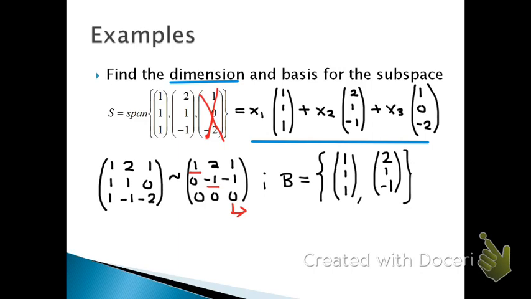So here we have our basis for the subspace. These vectors span the subspace and they are linearly independent. That's what makes them a basis. And so we can say that the dimension for this subspace is equal to 2. The dimension for S is equal to 2 because the number of vectors in the basis for the subspace is 2.